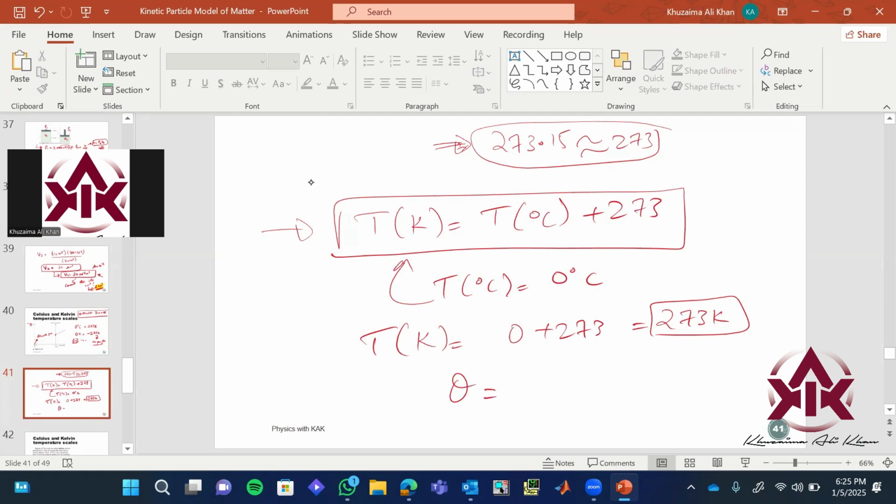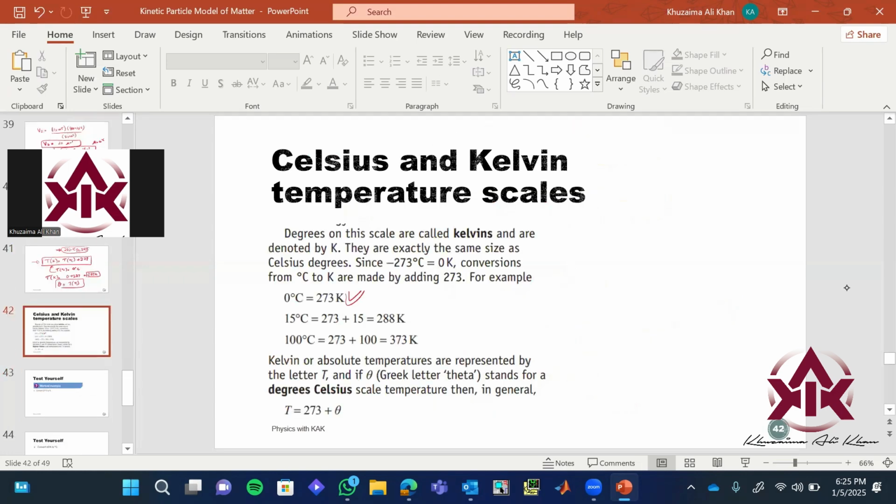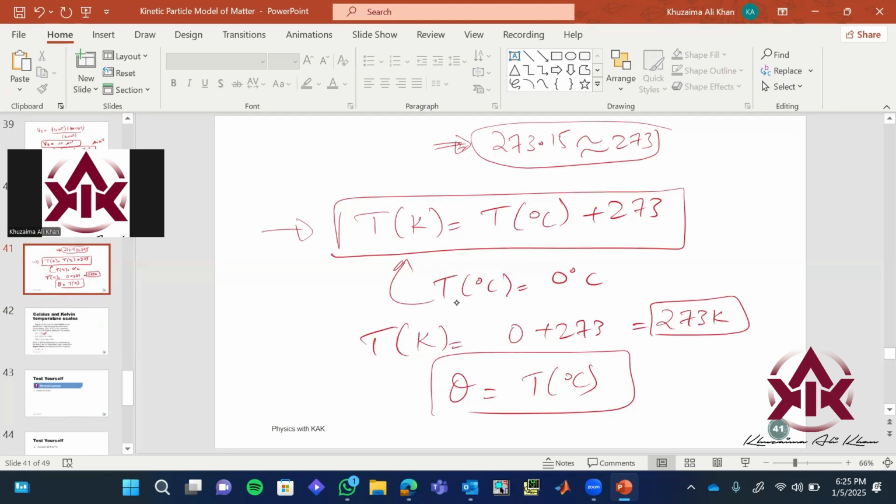So theta basically shows the temperature in degrees Celsius, right? I hope it makes sense. Okay, so this is the next slide, which is the same as what I have explained right now. So 0 Celsius means 273 Kelvin. So if you have 15 Celsius, you have a relation, right? That is this equation. Just use this equation to find out the different temperatures in Kelvin.